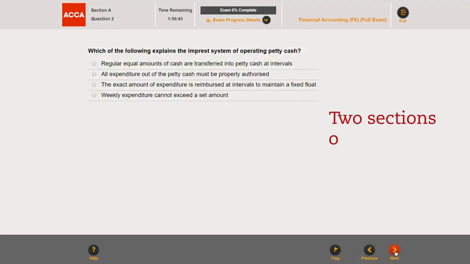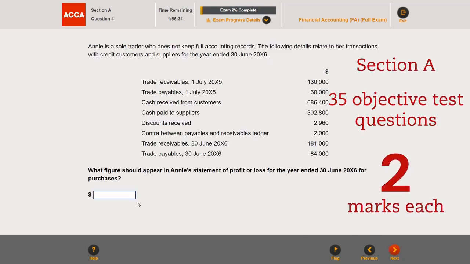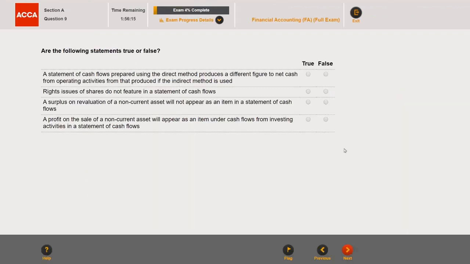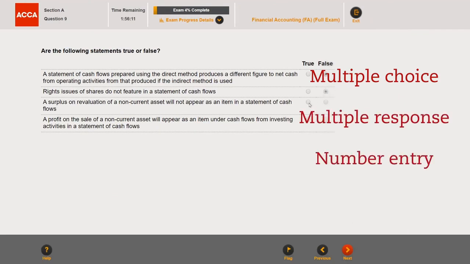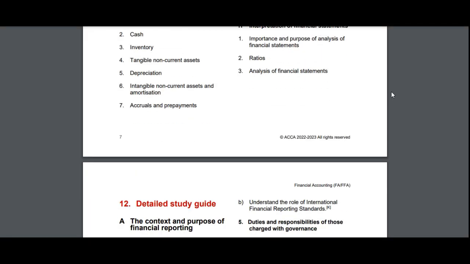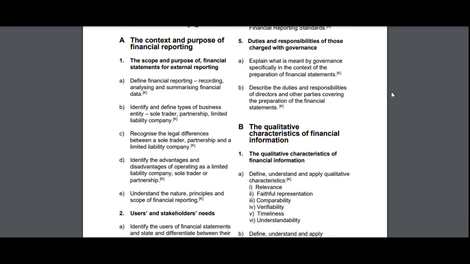The exam has 2 sections, both of which are compulsory. Section A consists of 35 objective test questions worth 2 marks each and covers a broad range of syllabus topics. The questions can take the form of multiple choice, multiple response, number entry or multiple response matching.